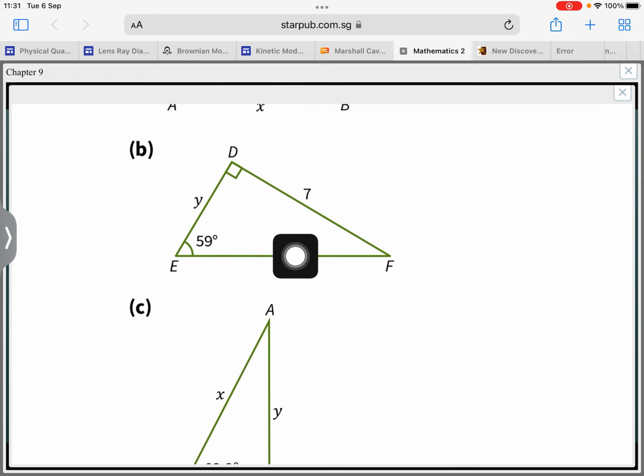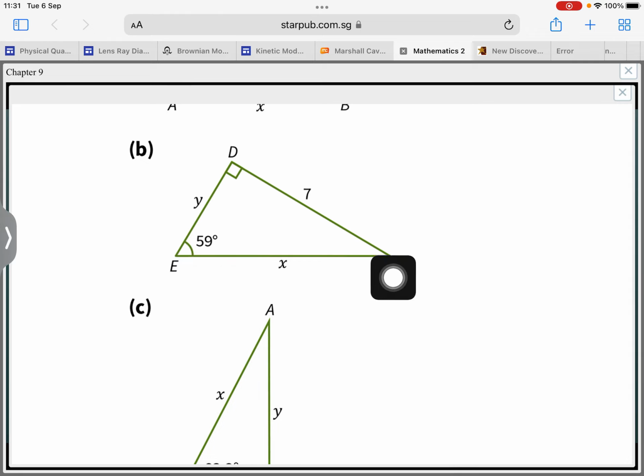So part B over here, I have triangle DEF. Right angle at D. Given angle is at E, 59 degrees. Given side is DF, which is 7. So if this is the reference angle, the angle of interest we are looking at, this given side will be considered opposite. This is opposite of 59 degrees.